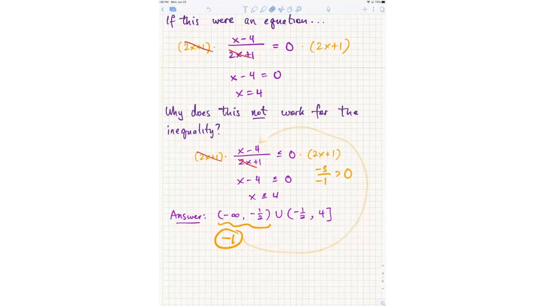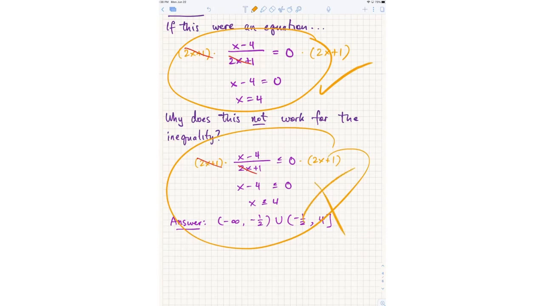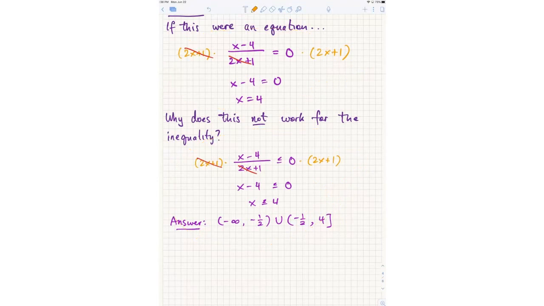So something went wrong. Can someone say what went wrong? Why does this strategy work for the equation, right? All good for the equation, all bad for the inequality. Why does the same strategy not work for the inequality? To give you a hint, what is the strategy? The strategy was multiplying both sides by something. So think about what that means for an equation and inequality, multiplying both sides by something.